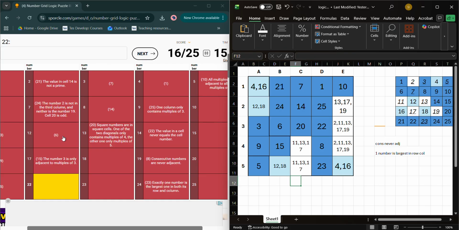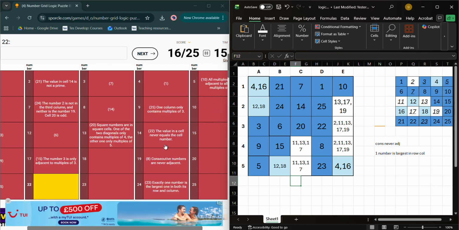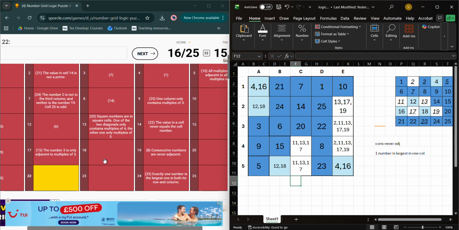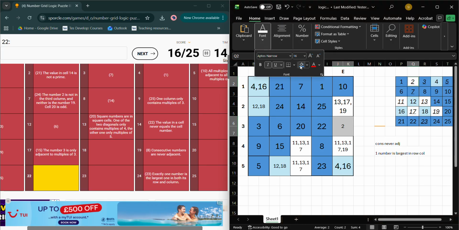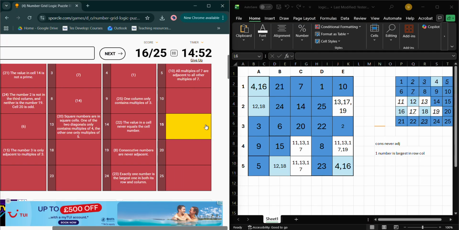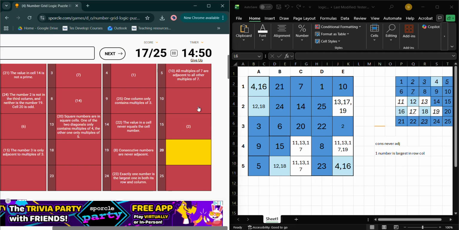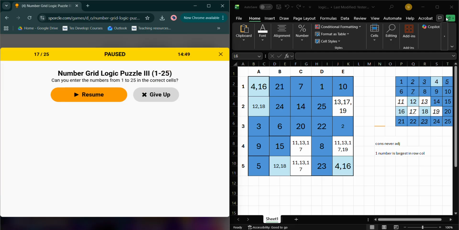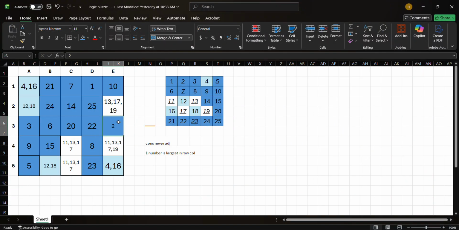Cell 20 is odd. Now, cell 20 is this one. 5, 10, 15, 20, yeah. So we can take out all the even numbers, which is only the number 2. But that leaves only one spot with the number 2, which is that one. So we'll change that there to 2, which is here. Doesn't give us anything, but let's have a look. Let's make that bigger.